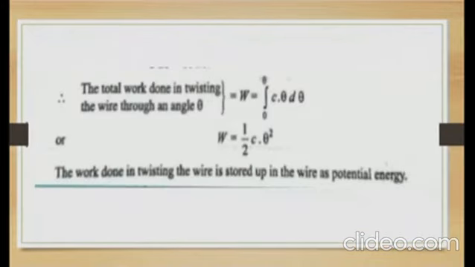The total work done in twisting the wire through an angle theta is W equals integral C theta d theta. W equals 1 by 2 C theta square. The work done in twisting the wire is stored up in the wire as potential energy.